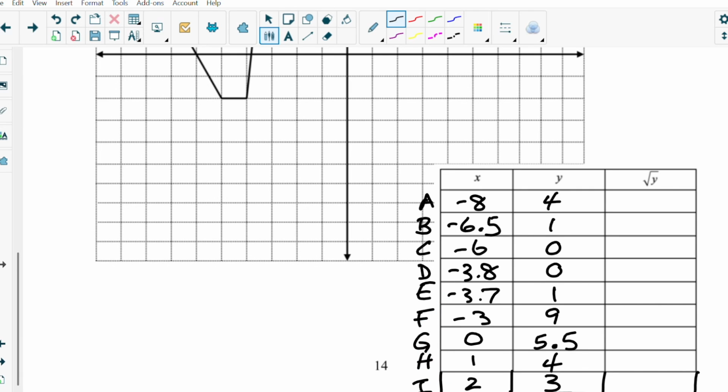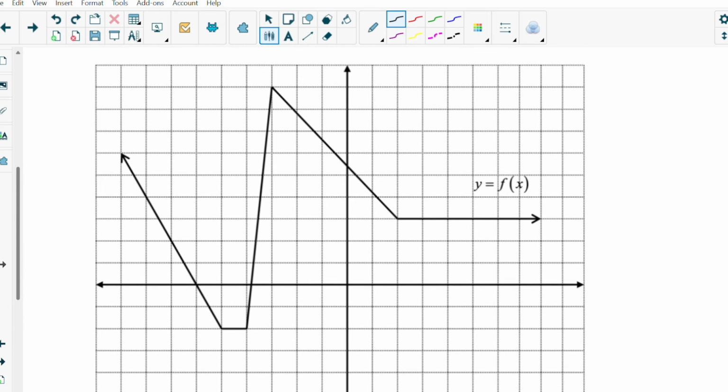G, H, and I, all the way up to I. So point A is at -8, 4. So that's point A. Point B is our first invariant point. So that is at -6.5 and 1. That's B. C is another invariant point.